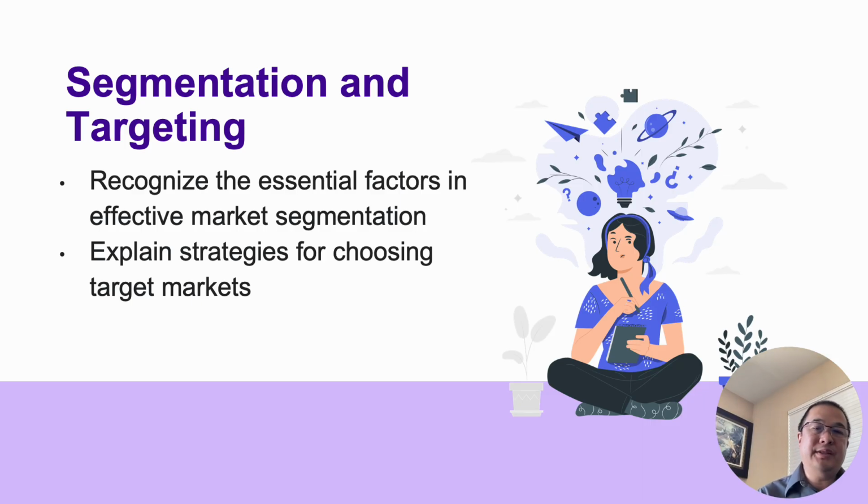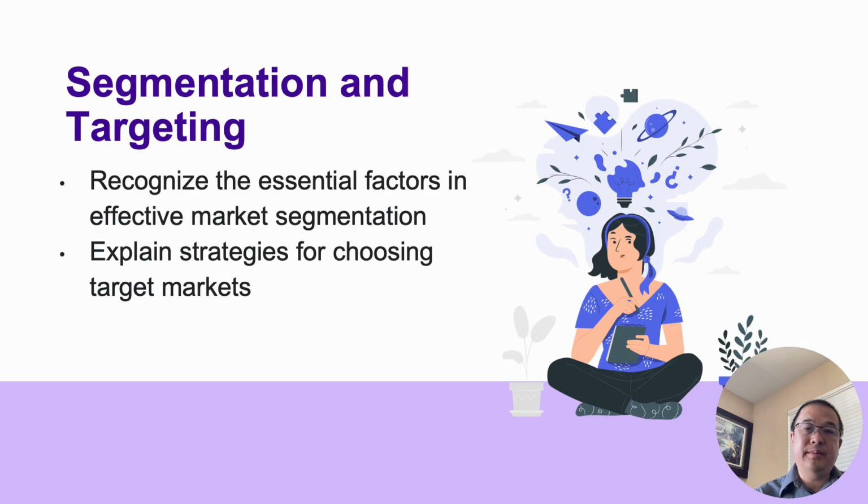This focuses on segmentation and targeting. Not every market segment is worth targeting. A good market segment should have several important characteristics. The main essential factors are, number 1, measurable. The company must be able to measure the size and characteristics of the segment. As an example, a company can estimate how many college students live in a city.